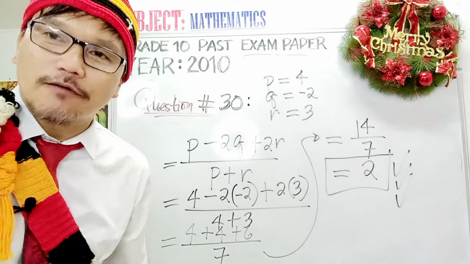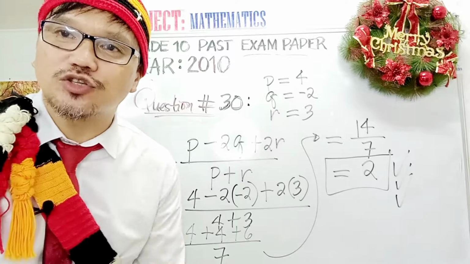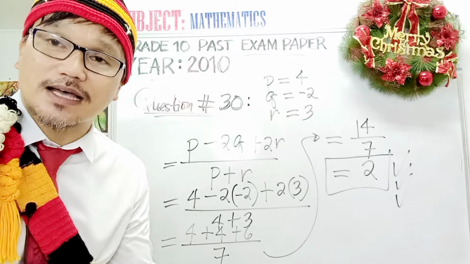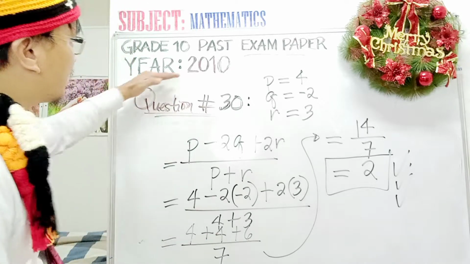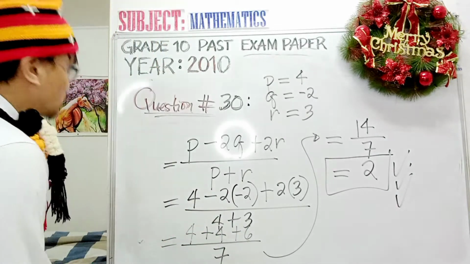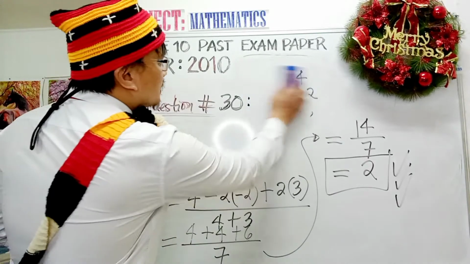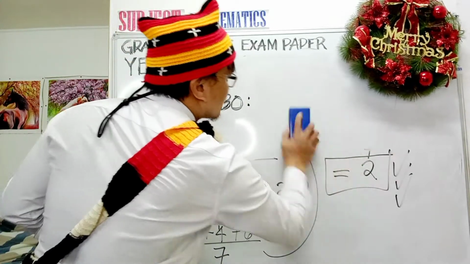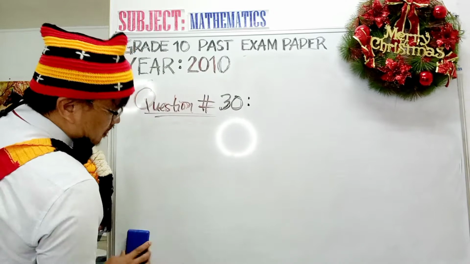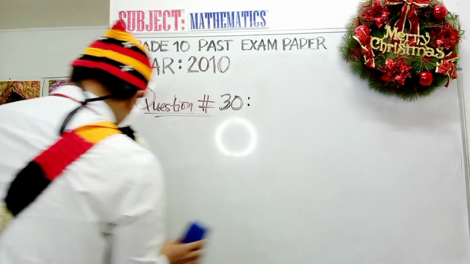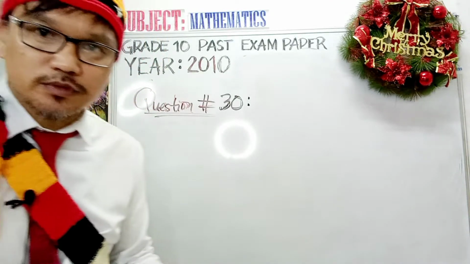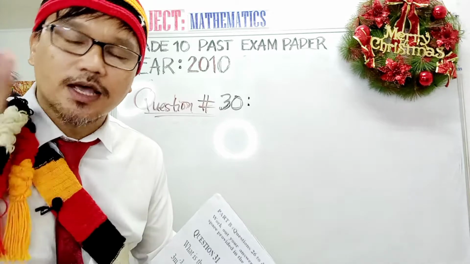This video is for questions 31 and 32 for mathematics grade 10 students using the past exam papers, year 2010. Before I present question 31 and the topic, let me erase this first, and let's get ready for question 31. Afterwards, we have question 32. So what is question 31? Item 31 of the 2010 past exam papers.